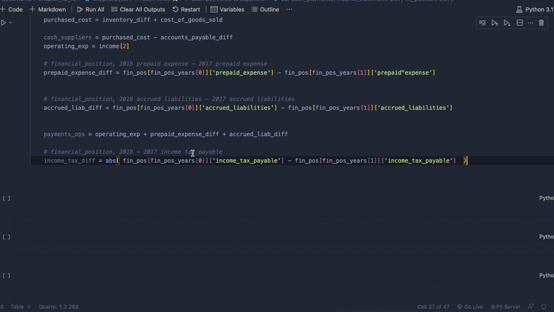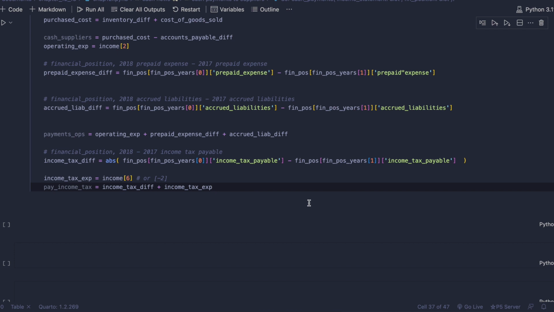Income tax difference. Inside the absolute function we subtract each year's income tax payable from the data dictionary. Income tax expense is income index 6, or -2, second last element in the array. Pay income tax. Income tax difference, plus income tax expense. Pay interest is income index 5, or -3 in the array.